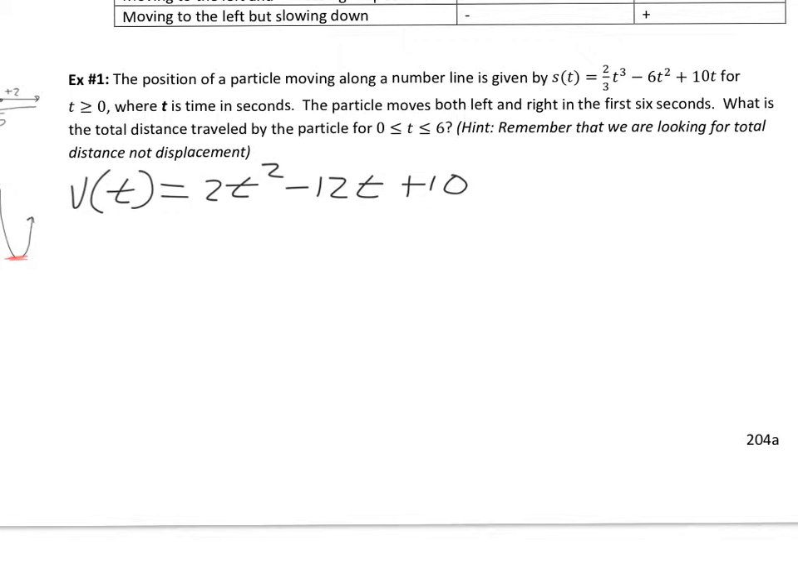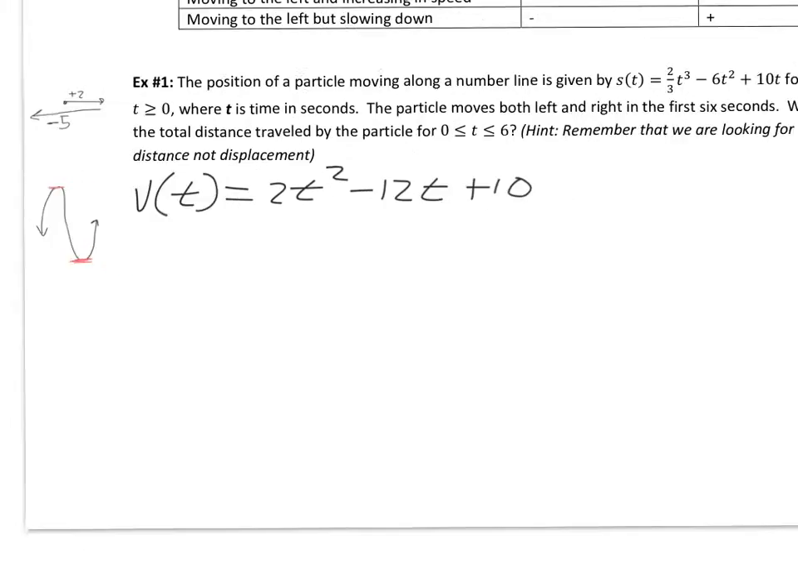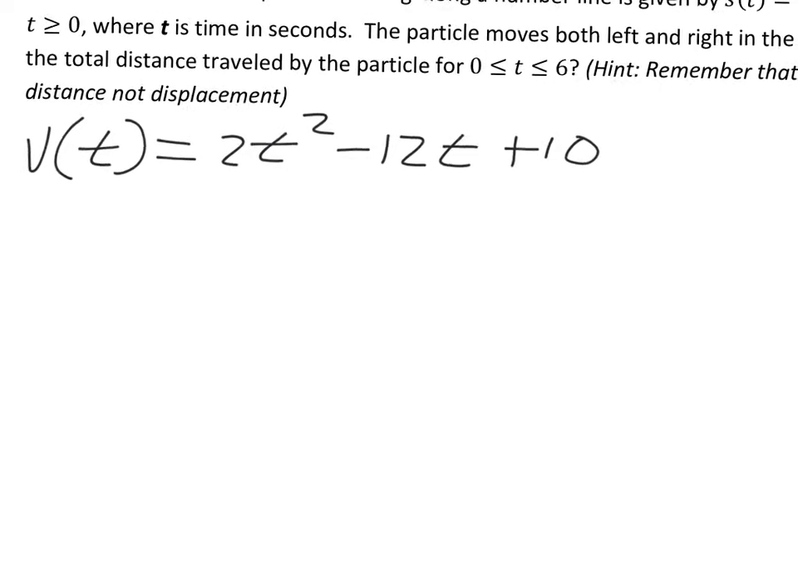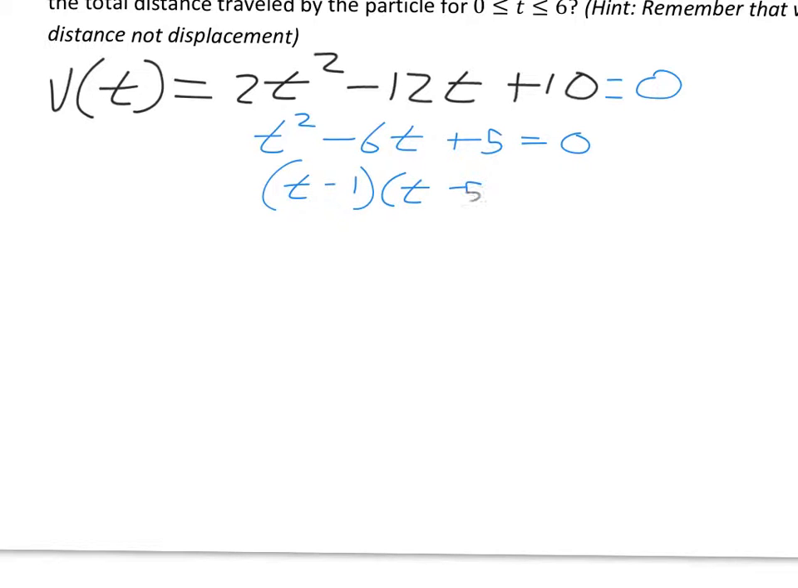Well, if I want to know basically when the direction changes, it's going to happen when the velocity is 0, so I'm going to go ahead and set this thing equal to 0 and solve. Right away I see I could take a 2 out of everything, so I'd get t squared minus 6t plus 5 equals 0. Then I could factor this nicely, and I get (t minus 1)(t minus 5) equals 0. Okay, so that means my solutions for when the velocity is 0 is when t equals 1 and when t equals 5.